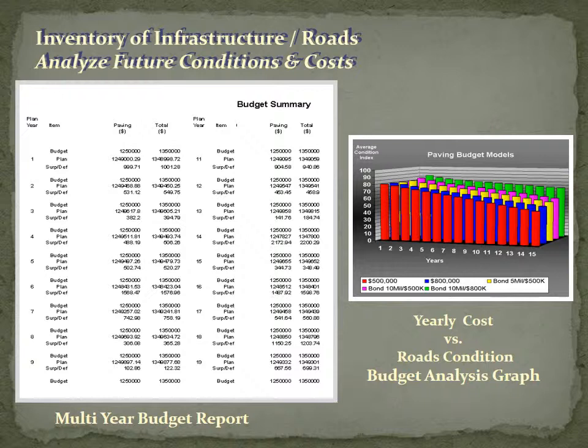For instance, the green budget model, which has more road dollars than the red model, shows the roads in much better condition after 15 years.